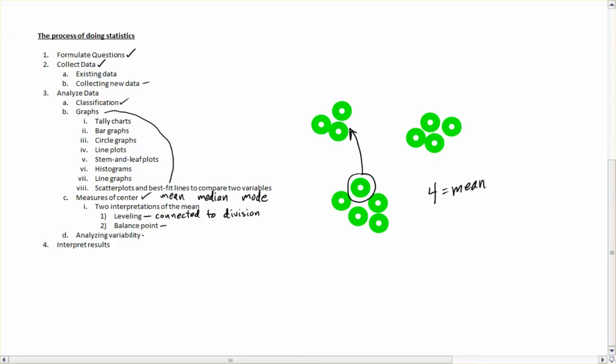Students should also analyze variability, and we spent some time talking about that in the previous video. Last of all, students need to be able to interpret results. When they get the mean, when they look at a graph, can they interpret what those things are telling them about the data? An important part to connect back to context, and when we're connecting to context, we're doing statistics.